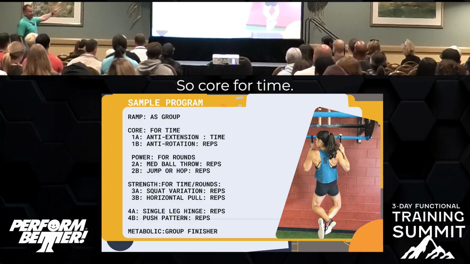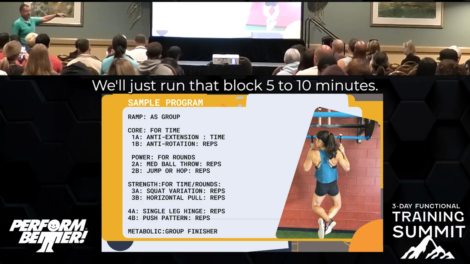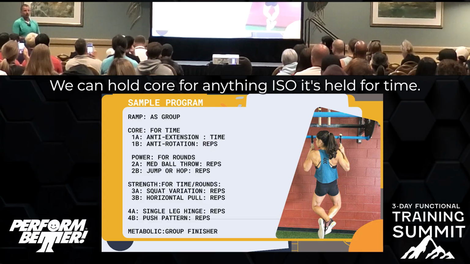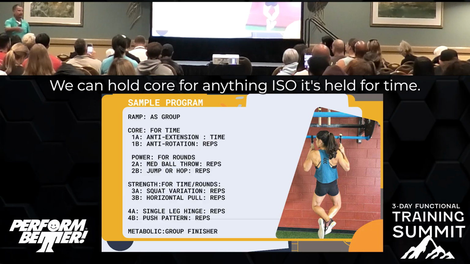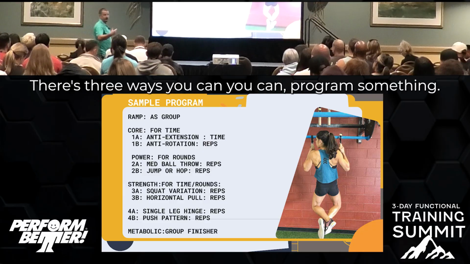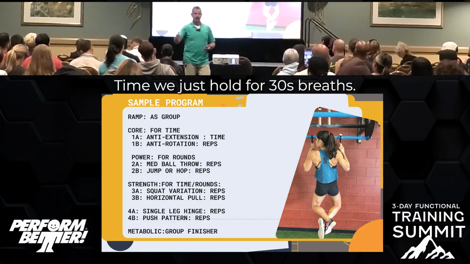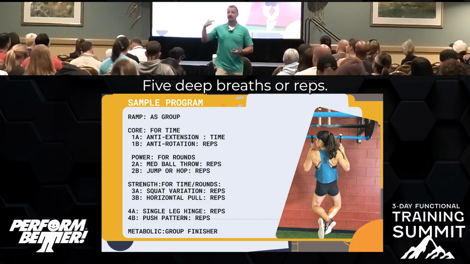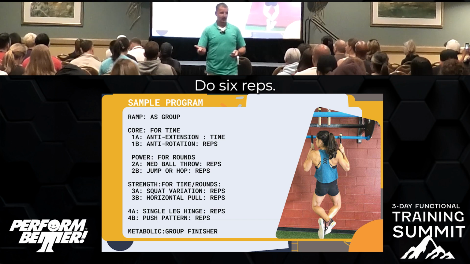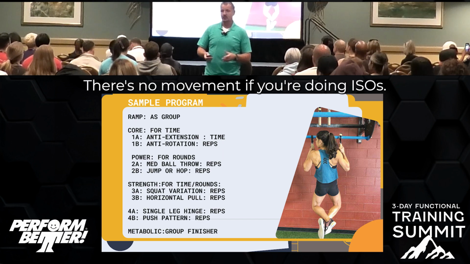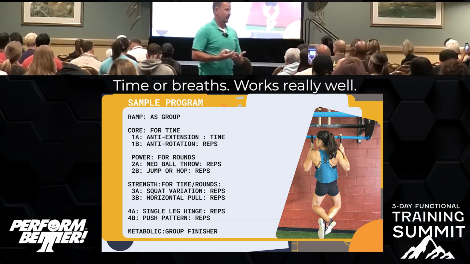So core for time, we'll just run that block 5 to 10 minutes. Just run it through. We can hold core if we're doing anything. ISO is held for time. There's 3 ways you can program something. Time, where we just hold for 30 seconds. Breaths, 5 deep breaths, or reps. Do 6 reps. If there's no movement, if you're doing ISOs, time or breaths works really well, right?